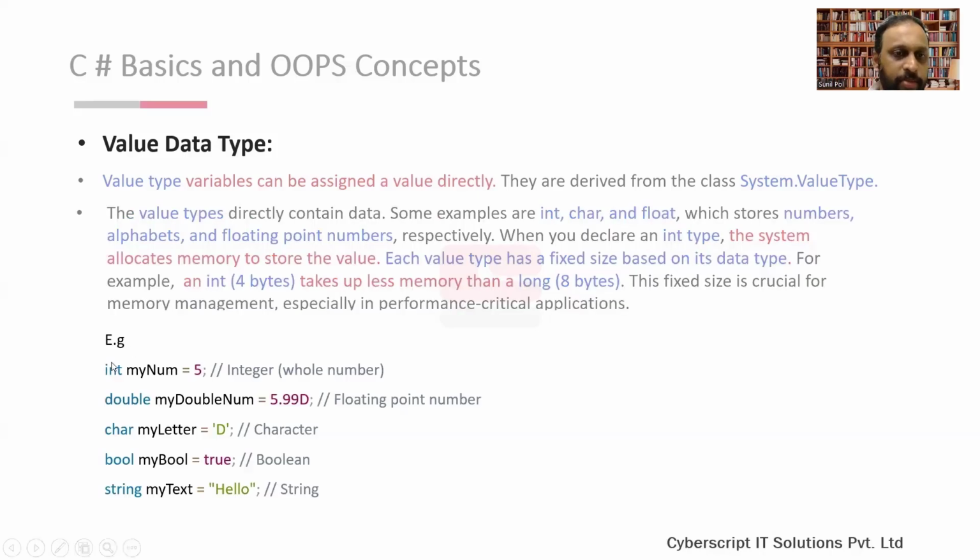So let's take the example of value data types. int myNumber = 5. Here, int is a data type, myNum is a variable, and 5 is the value assigned to it. Here, double is the data type, myDoubleNum is a variable name, and we are assigning a default value to it. Similarly, char, bool, and string, we have to declare like this.